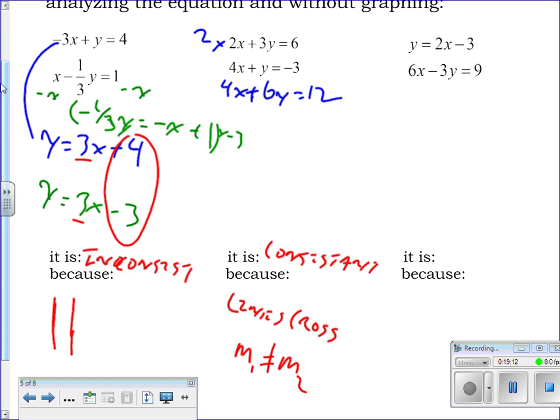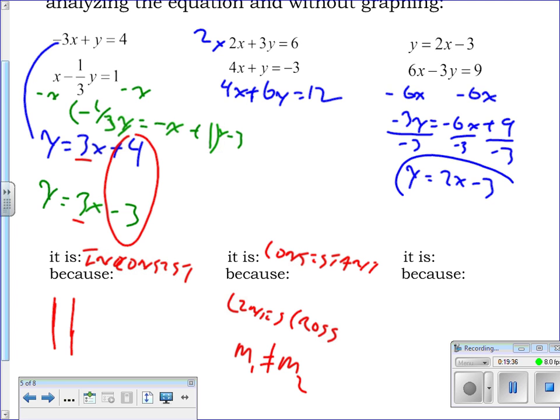So the top equation is already in mx plus b form. If I take the bottom equation and make it in mx plus b form, first step, subtract 6x from both sides. Negative 3y equals negative 6x plus 9. Divide everything by negative 3. Y equals 2x minus 3. So I have 2x minus 3 and 2x minus 3. Slopes are the same, y-intercepts are the same. It's the same line.